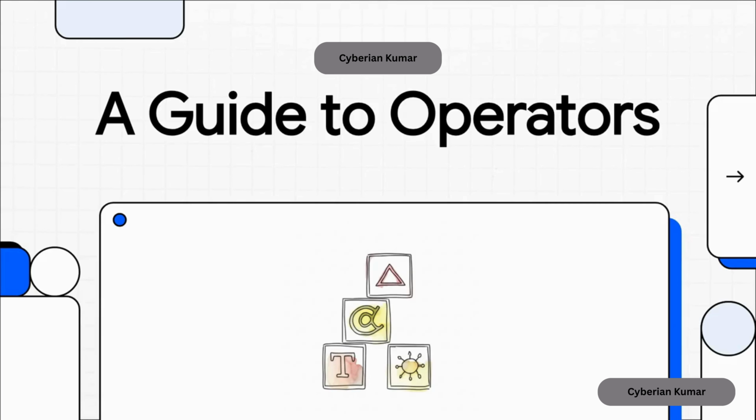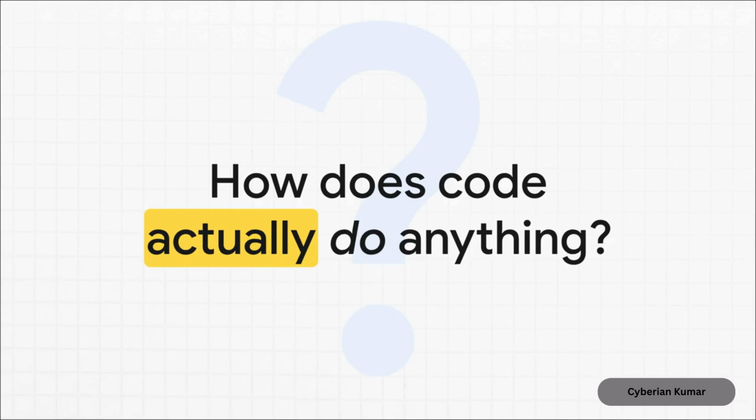All right, let's dive right in. Today, we're talking about the absolute core of how code actually works. We're talking about operators. These are the action words, the verbs, the fundamental building blocks that make a program come alive. I mean, have you ever stopped to think about that?